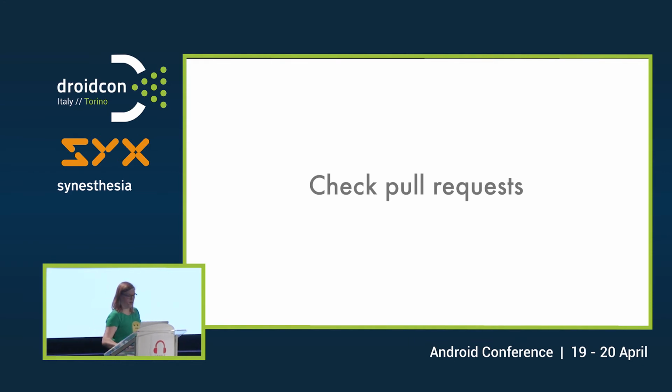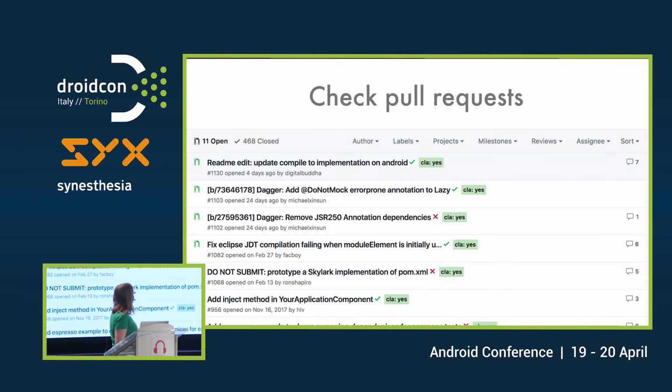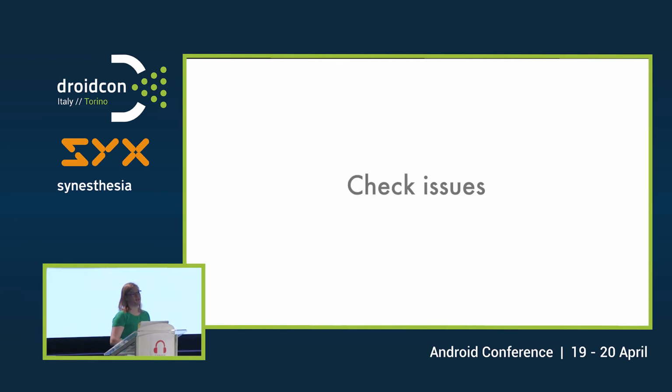So here's a pull request screen of Dagger, and that's really good. You can see there's a bunch of open pull requests, but that's okay. But all of them, or most of them, have some comments. They all have a CI check and a label. So somebody's actually looking at those. They're not just being ignored. So that's great.